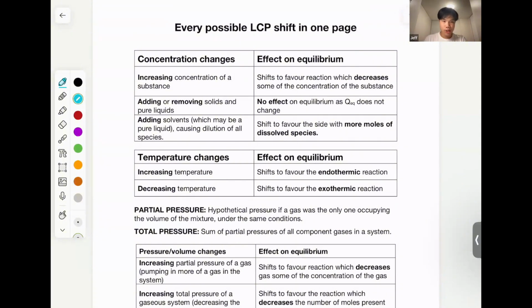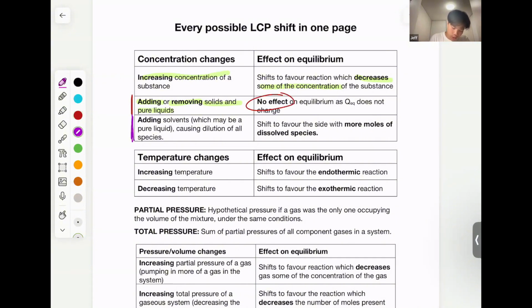So all the LCP shifts that are possible are on this page. If you were to change the concentration, the shift will shift to decrease that concentration. And it just goes the opposite way. If you add or remove a solid or pure liquid, this is the examiner's favorite trick, probably the most common one. This will have no effect on equilibrium if you add or remove pure liquids or pure solids, because they are not included in the Q expression. So they don't create a difference between Q and K, as we'll talk about later. No effect.